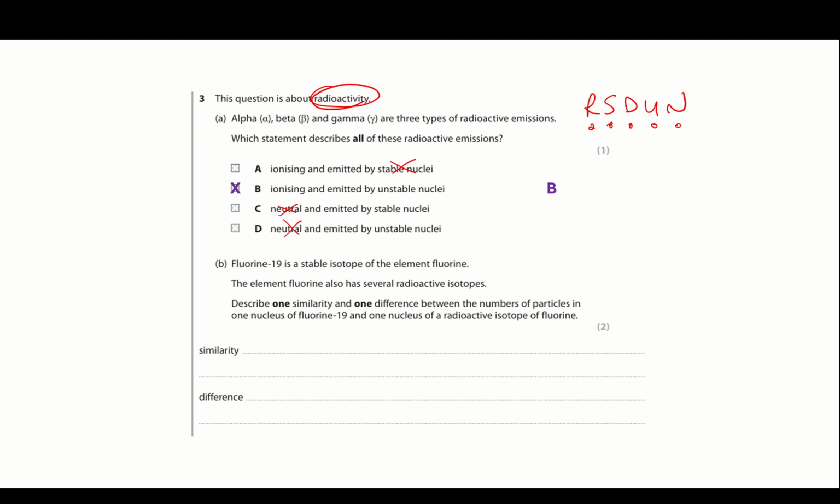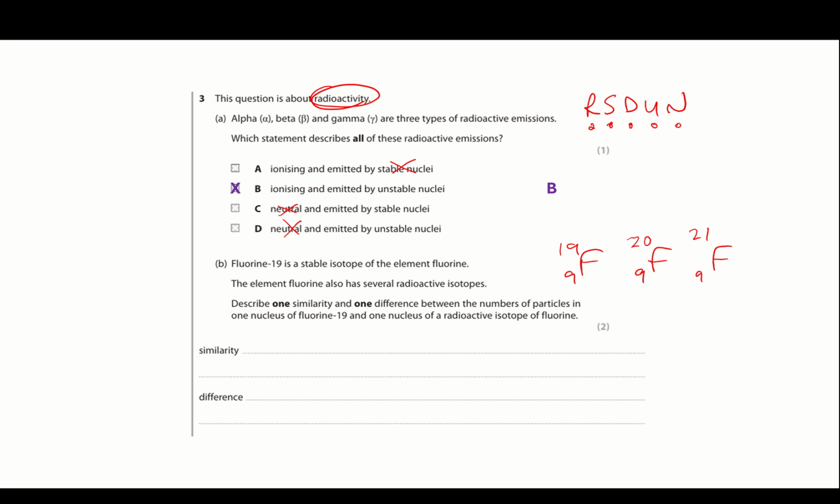Okay, next one, fluorine-19. F-9-19 is an isotope and it's stable. It also has some radioactive isotopes. So for example, 9-20, 9-21. And we know we've added some more nucleons, we've added some neutrons to the nucleus, and that's going to make it more unstable and therefore radioactive.